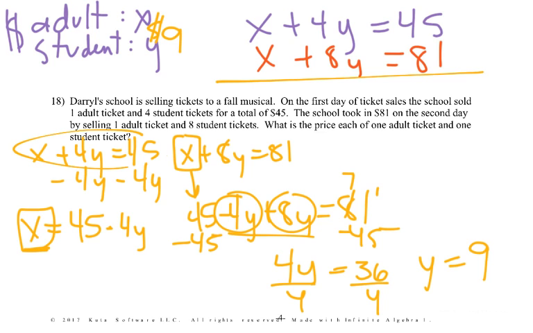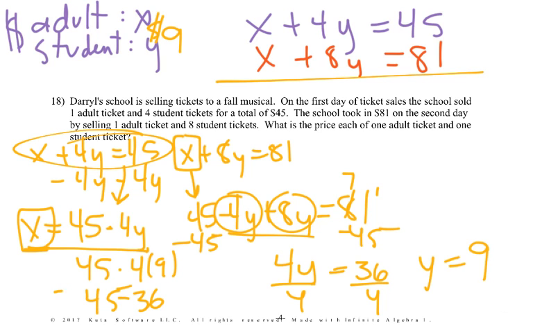Then I would take one of my original equations. I could even do it in that format, because that's the same equation. And go 45 minus 4 times 9. 4 times 9 is 36. 45 minus 36 would give us $9 as well. So they cost the same amount. Okay, sometimes that happens. So where do they intersect? At 9, 9.